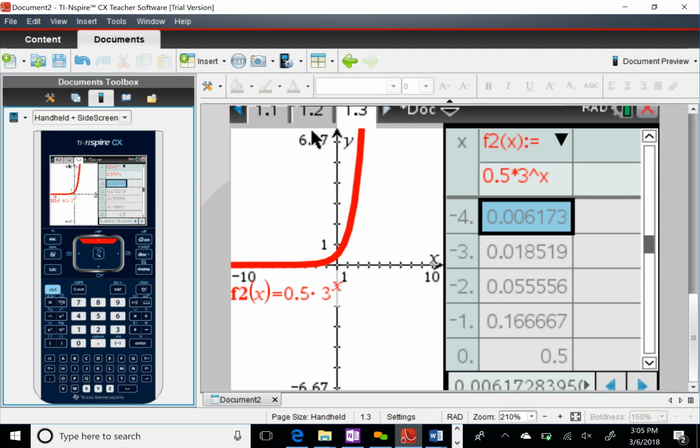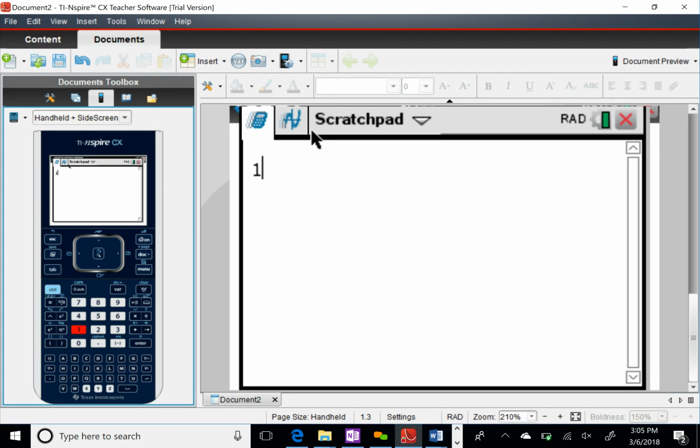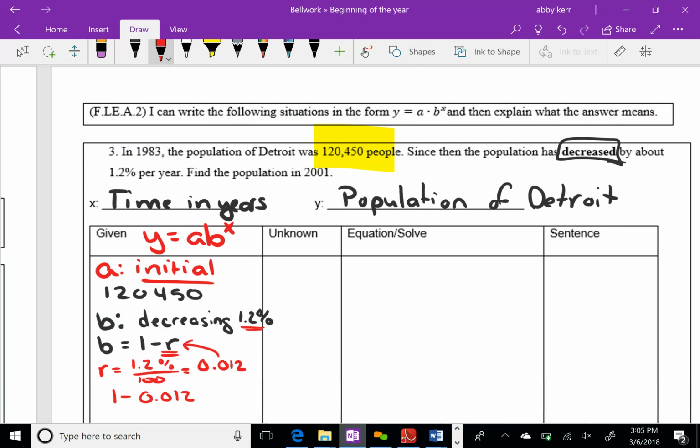Once you do that, then you go to your calculator. It doesn't matter what calculator you have. You do 1 minus 0.012, and then you get the decimal. So you're 0.988. This is your B value. You have to do all of that work to get your B value.